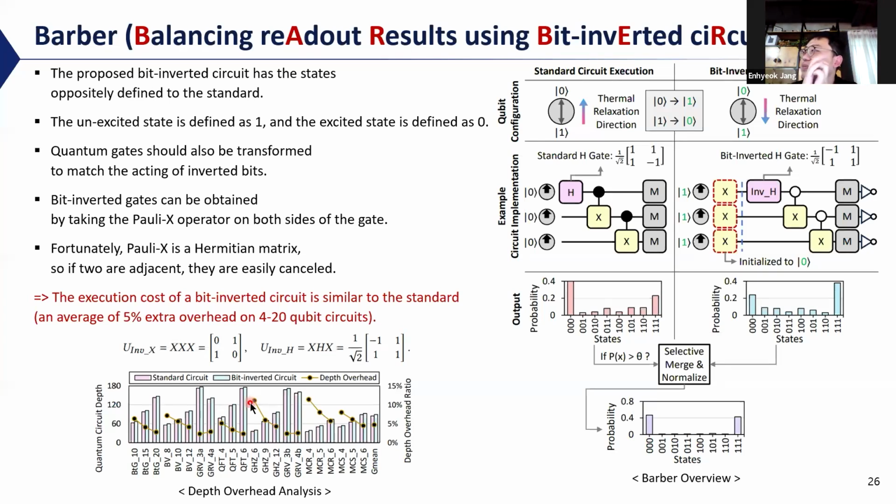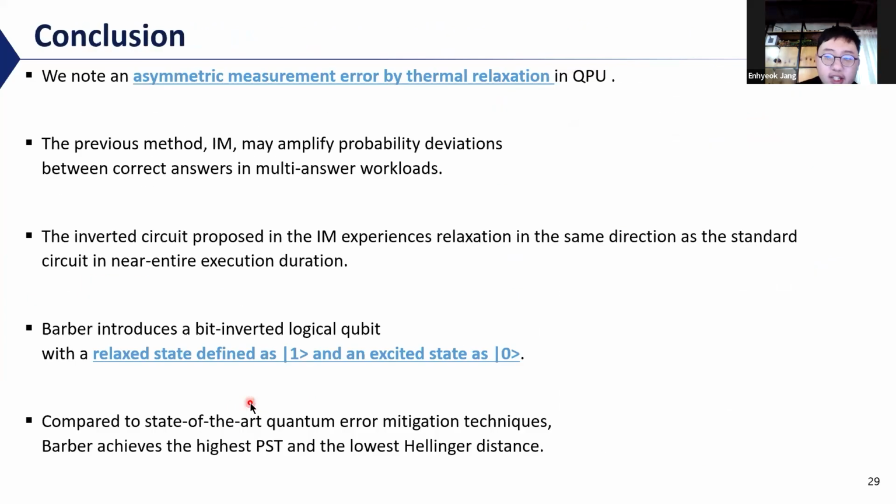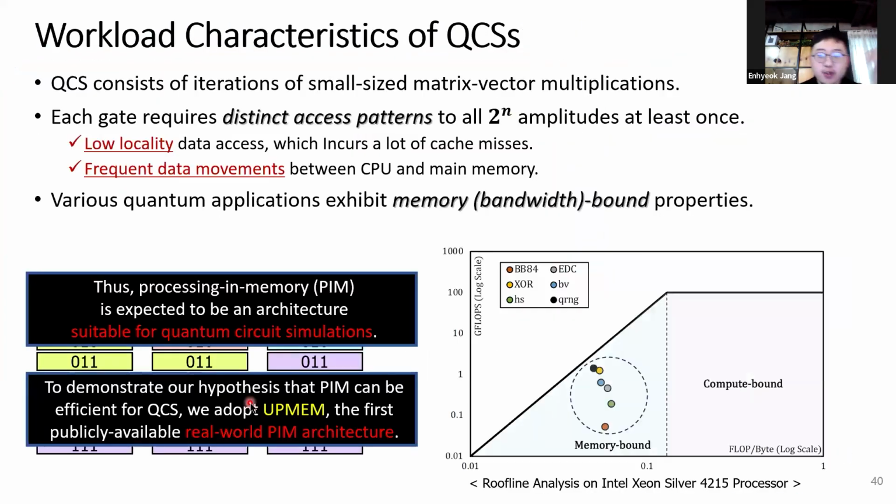채팅창 질문입니다. 다른 프로세서 말고 업맨을 사용한 이유가 따로 있는지. 인메모리 처리 기술로 양자회로 시뮬레이션이 잘 된다는 걸 증명하고 싶었는데, 그때 당시에 저희가 접근할 수 있는 리얼 핌 모델이 업맨밖에 없었습니다.